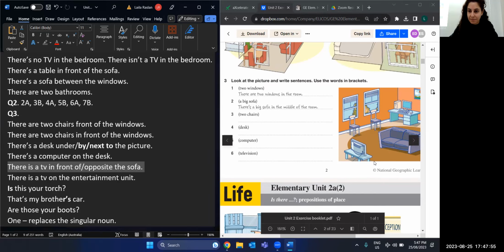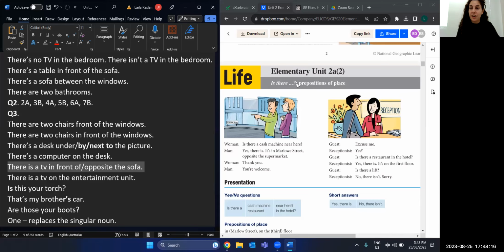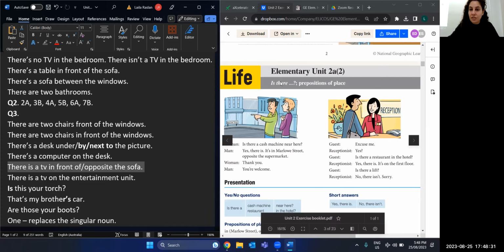Okay, next page. So again, we're using there is and there are and preposition of place. But here, we're making a question. How do we make a question? We have to put the verb first. So there's a difference between saying, look, there is a chair, and is there a chair? One is saying something. It's a statement. It's an affirmative. And the other one is a question. So you don't say there is, you switch it and you say, is there a desk?